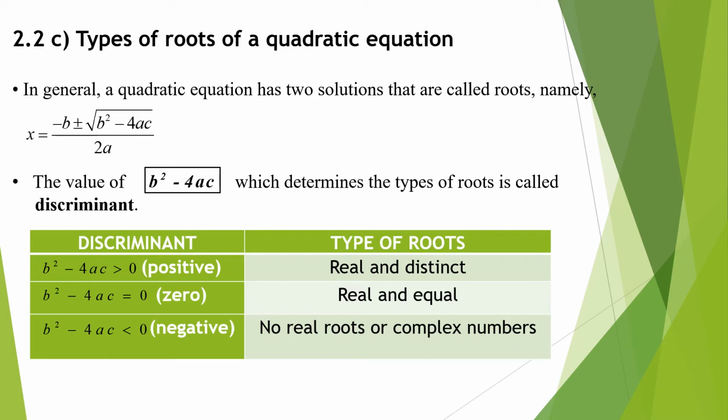If b squared minus 4ac is more than 0, which is positive, the type of roots is real and distinct. However, if the discriminant b squared minus 4ac is equal to 0, then the type of roots is real and equal. And lastly, if the discriminant is less than 0 or negative, the type of roots will be no real roots or in complex number.